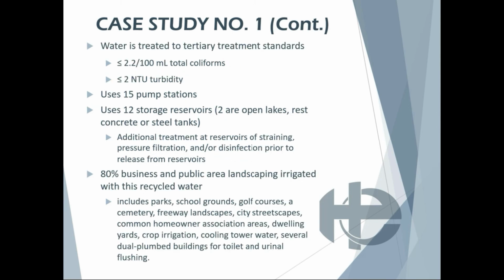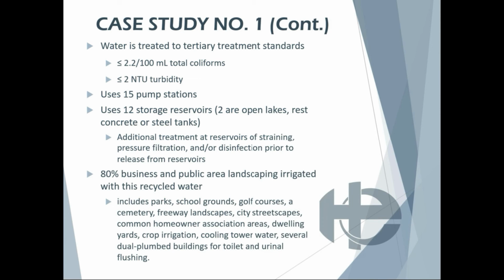The water currently has been set up to meet a tertiary treatment standard, which is typically less than 2 NTU and less than 2.2 per 100 mL of total coliforms. And that's the quality of the water that is going to irrigate various crops. They currently use 15 pump stations to distribute this treated wastewater, 12 storage reservoirs, 2 of which are open lakes, and the rest are either concrete or steel tanks.